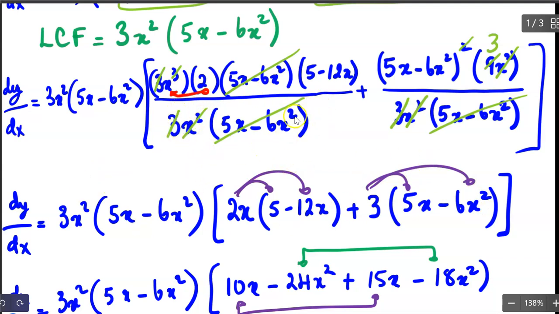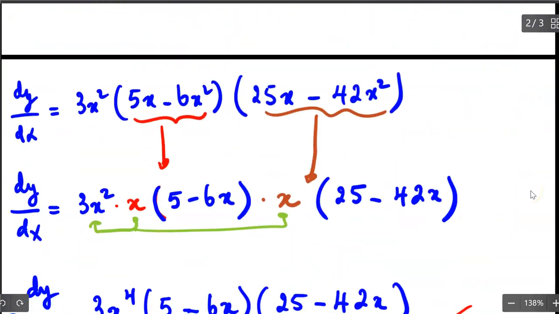the step for the common factoring. Common factoring is you find the common factor and you divide that common factor into each of the terms inside the bracket. All right, so this is the final answer.